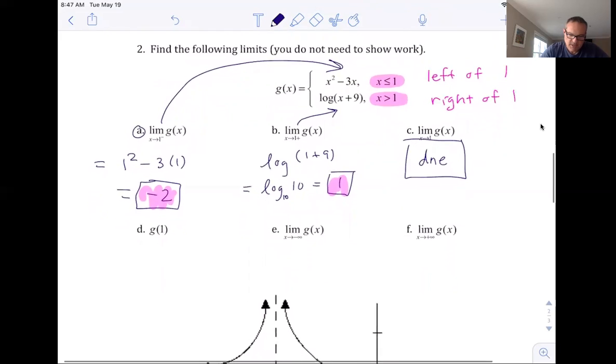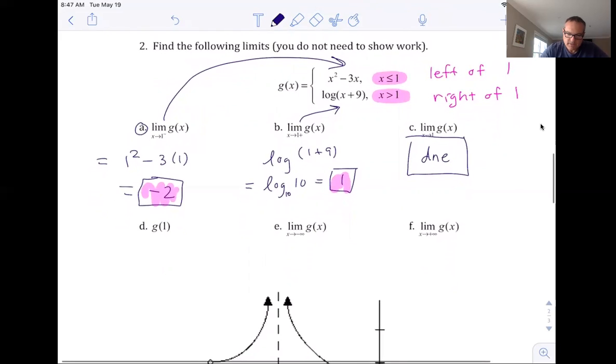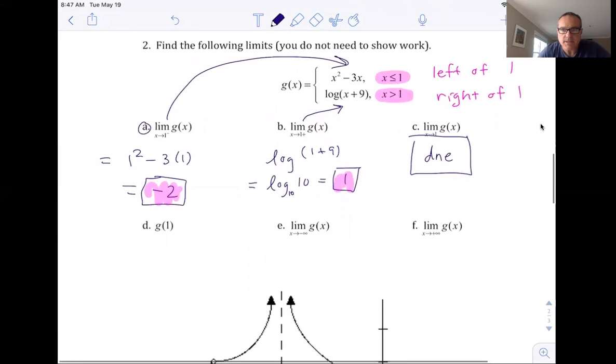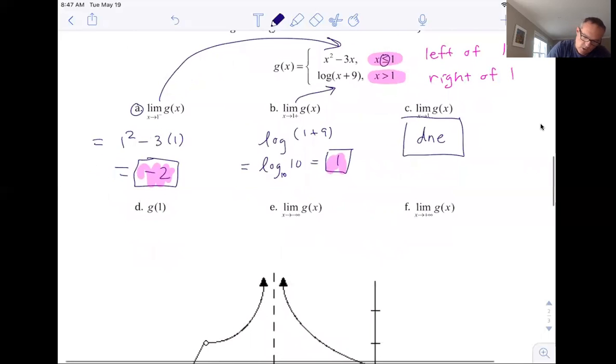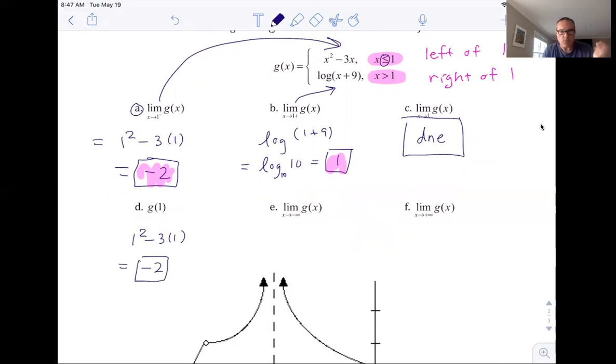D, E, and F. D says g of 1. Well, the question is, do we plug into the top or the bottom? We plug it in the top because it's greater than or equal to. So g of 1 is just 1 squared minus 3 times 1. We just saw that. That's negative 2. It means what's the y value when x actually is 1.